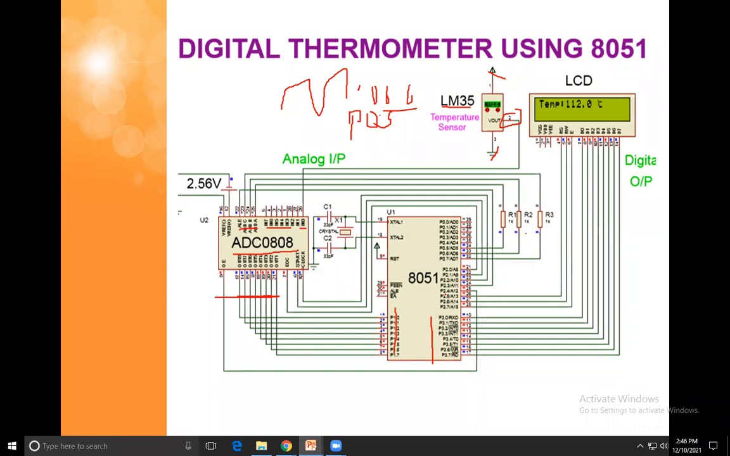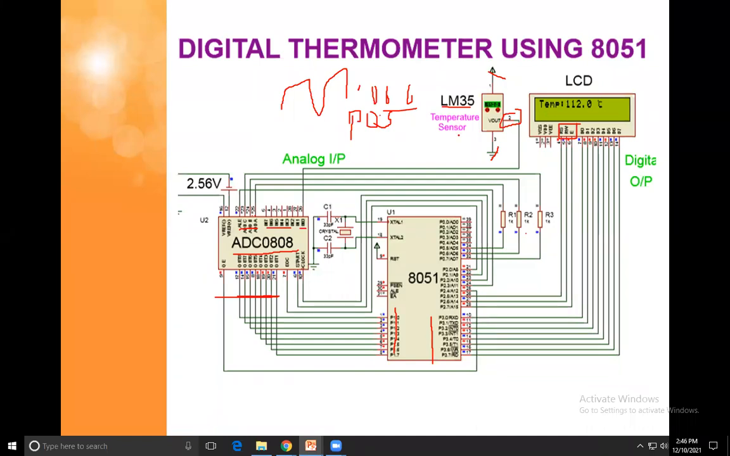Okay, so I think it is connected to port number 3. Port number 3 is connected to the LCD. Then the LCD has three control pins: the RS pin, E pin and RW pin. These are connected to port number 2. And this is the VCC and ground.